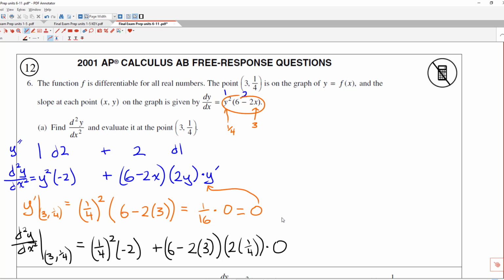I love when I get to cancel out so much math, because 0 times this times that is all 0. So that's all gone. I'm only worrying about this side. And 1/4 squared, as I said before, is 1/16. So I have negative 2 in the numerator from this negative 2 right here, and in the denominator I have 16, and that simplifies to negative 1/8. Final answer, box it.